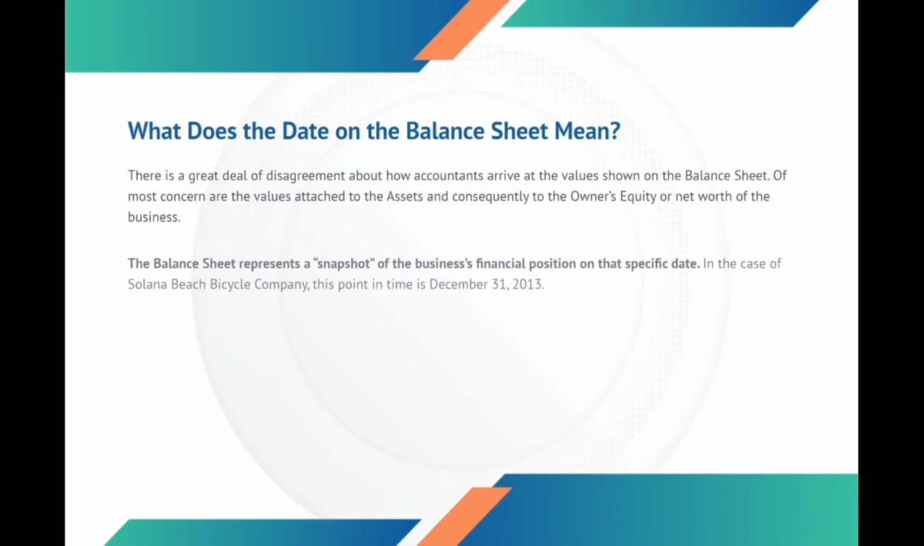What does the date on the balance sheet mean? There is a great deal of disagreement about how accountants arrive at the values shown on the balance sheet. Of most concern are the values attached to the assets and consequently to the owner's equity or net worth of the business. The balance sheet represents a snapshot of the business's financial position on that specific date. In the case of Solana Beach Bicycle Company, this point in time is December 31, 2013.